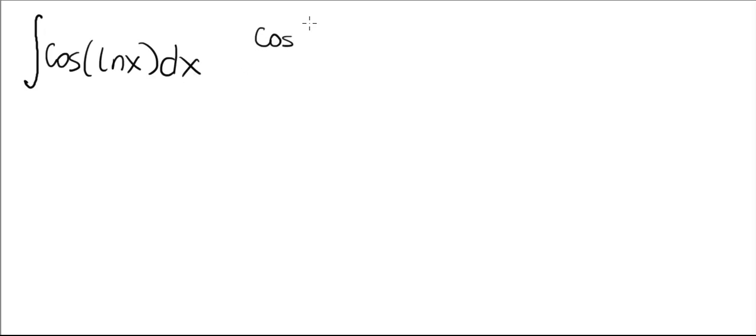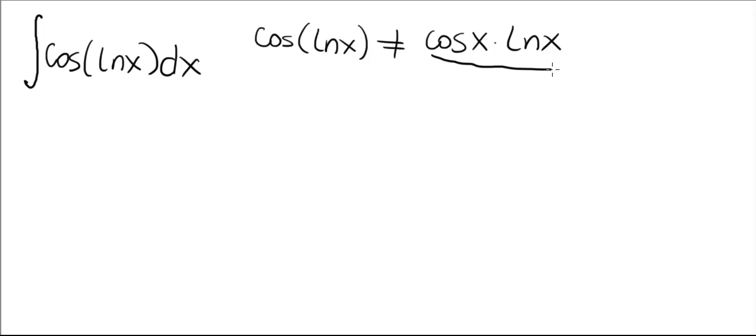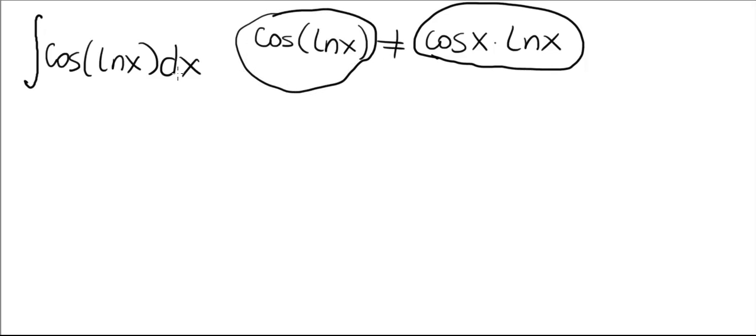We're going to evaluate the integral of cosine of the natural log of x. First note that cosine of natural log of x is not the same as cosine of x times the natural log of x. What we have on the right is the product of the two functions. What we have on the left is the composition of the two functions. So we'll be integrating the composition, not the product.